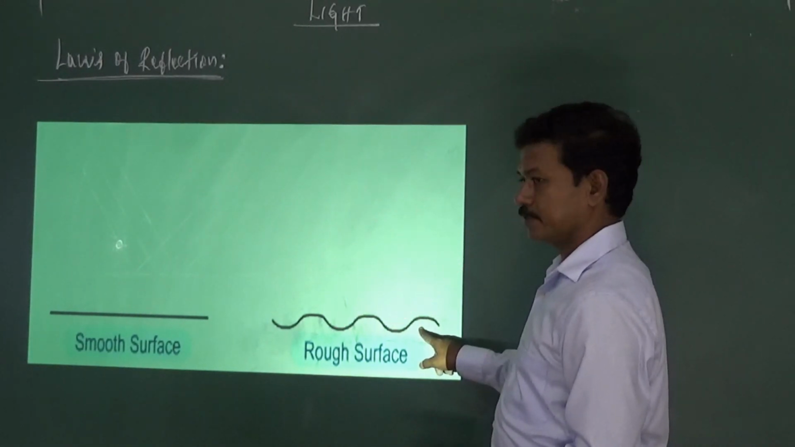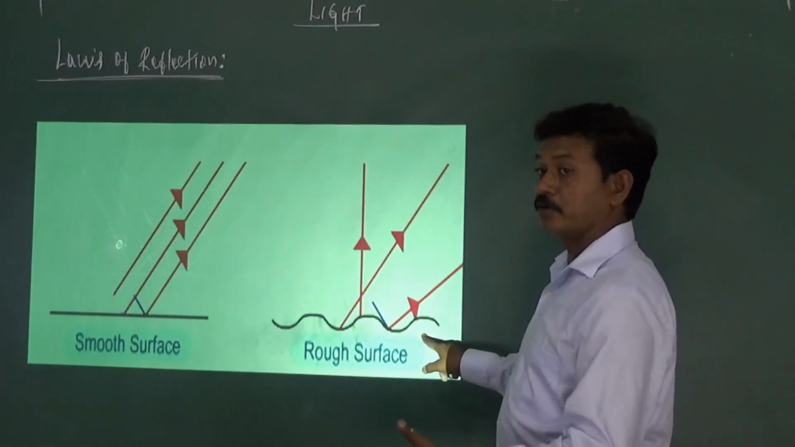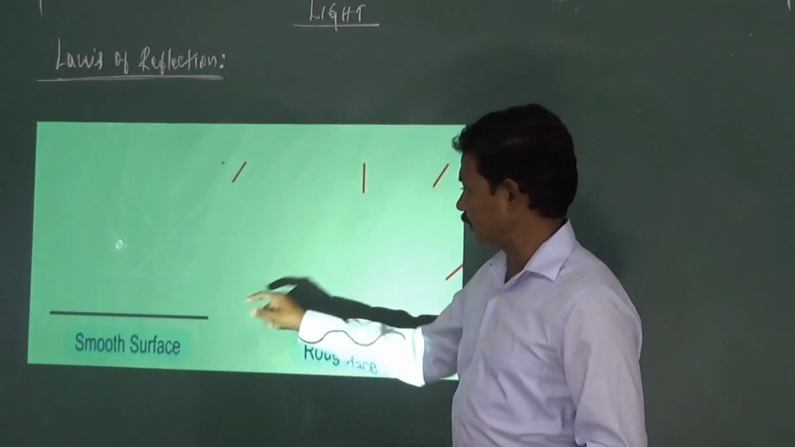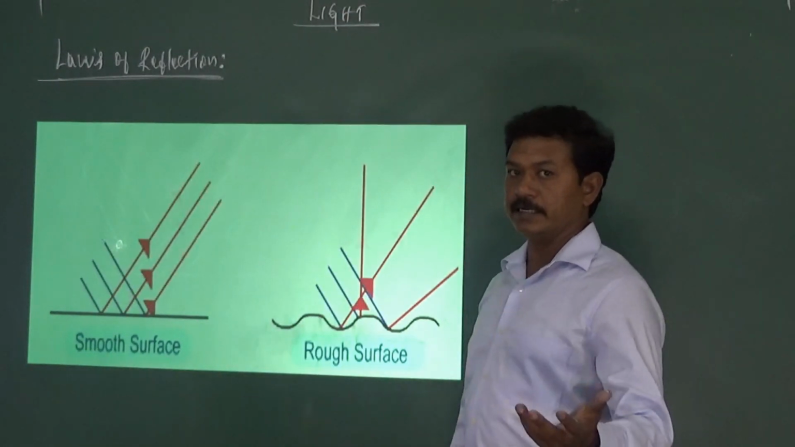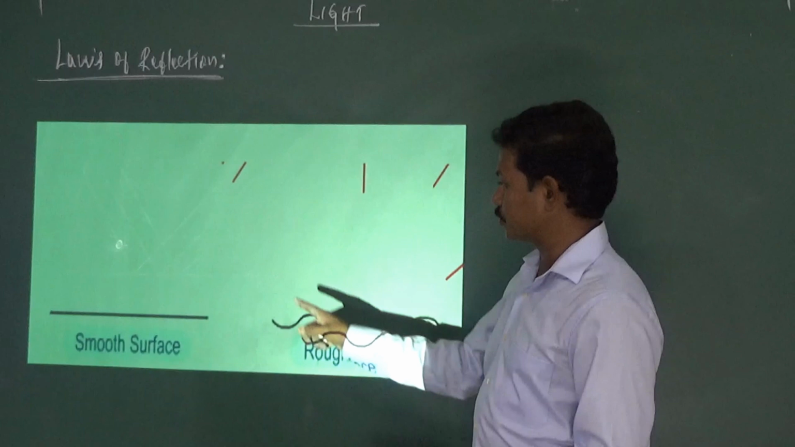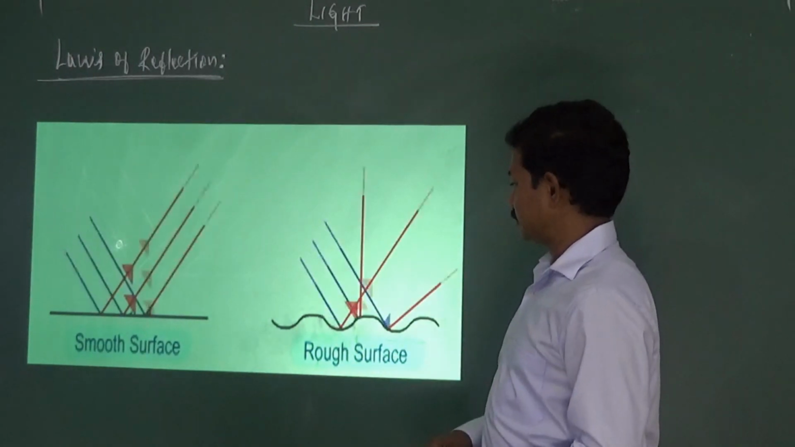This is a rough surface. All the atoms and molecules on it are not aligned in the same direction. But there, all the atoms and molecules on the surface are aligned in the same direction. That leads to regular reflection. And this is irregular reflection.